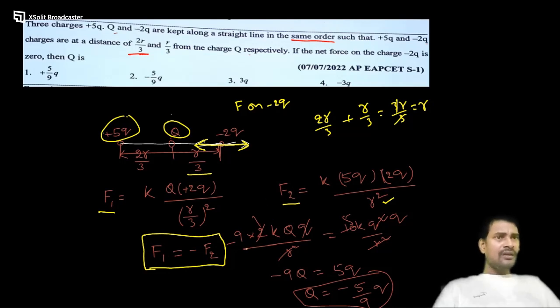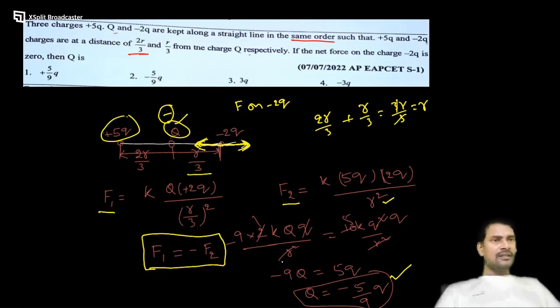So, I am substituting all the known values here. Minus 9 into 2 into k into capital Q into small q by r square is equal to 10 into k into q square divided by r square. So finally, if you solve, you will get capital Q is equal to minus 5 by 9 into small q. Absolutely, it has to be negative. That is clear. Why? Because already this 5q is exerting a force in this direction. Then the other force must be in this direction. For that, this charge has to be negative.